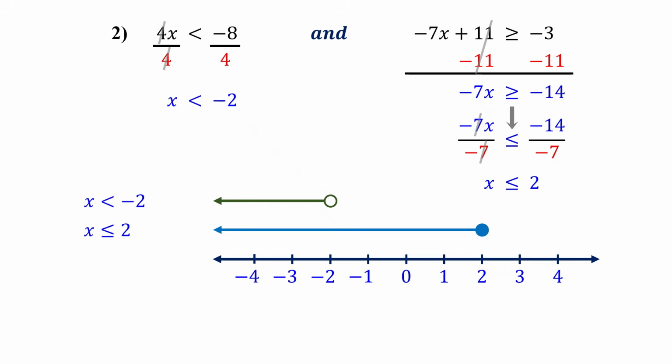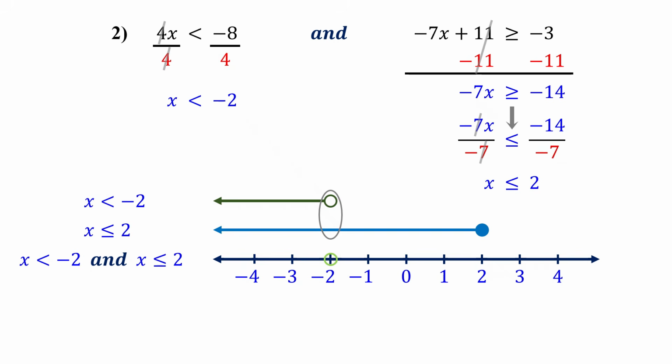Now comes the important part, combining the two graphs. Remember, since this is an "and" compound inequality, for a number to be a solution, it must satisfy both inequalities at the same time. And that happens only where the graphs overlap, right? So let's start with -2. Is it shaded on both graphs? No, it's not. It's an open circle on the first graph, right? That means -2 doesn't satisfy both inequalities at the same time. So it is not a solution.